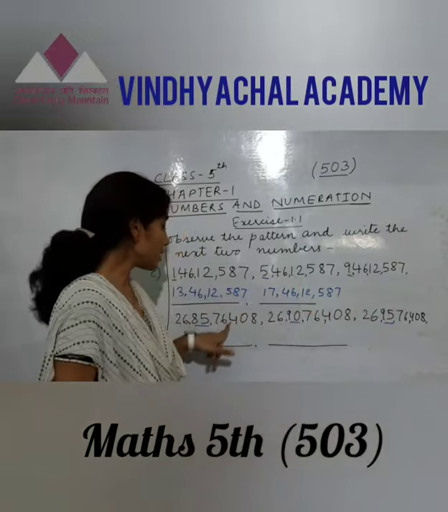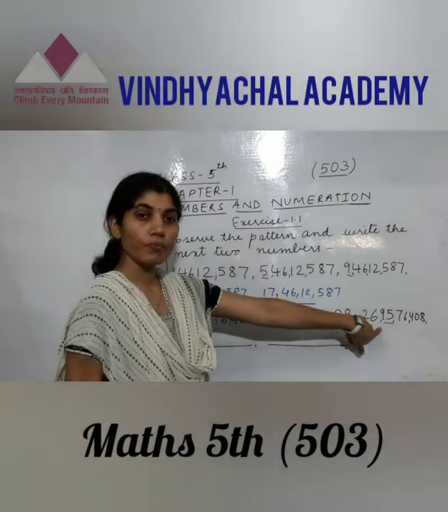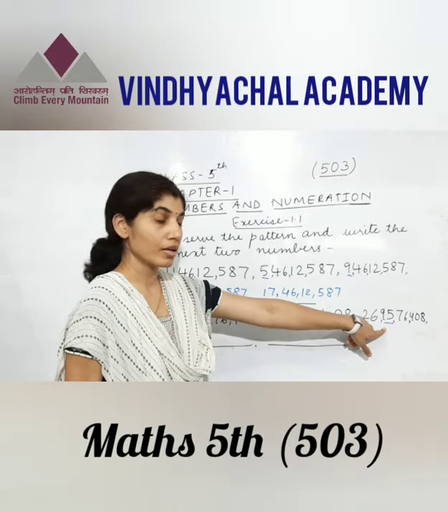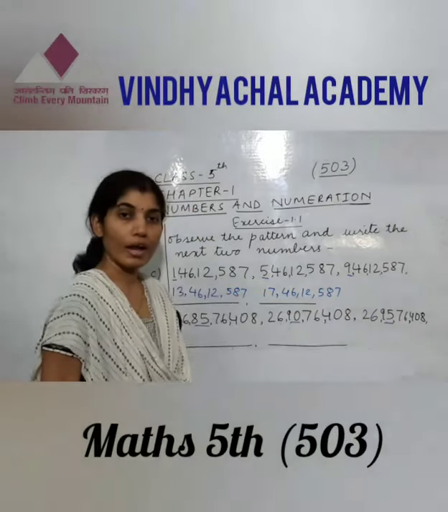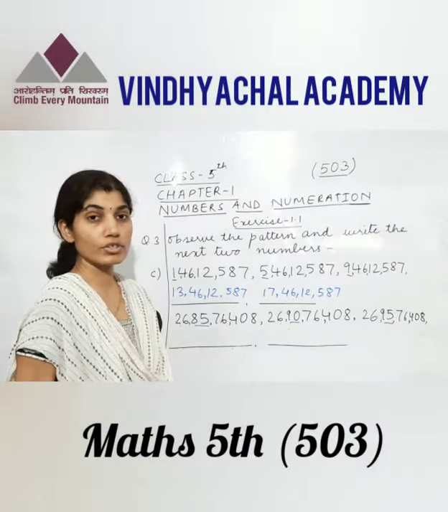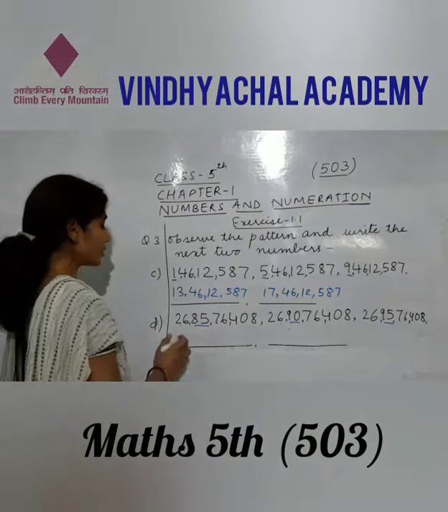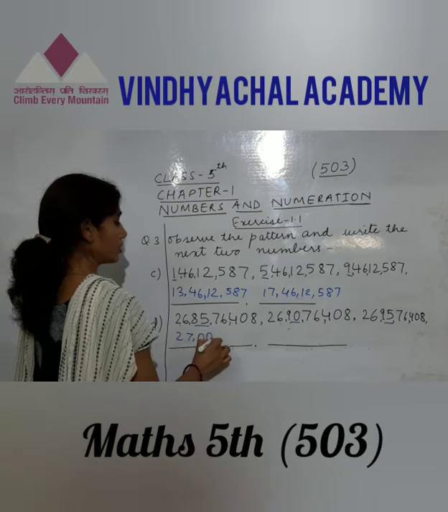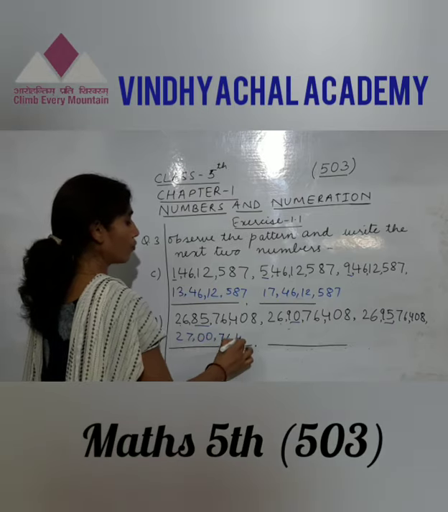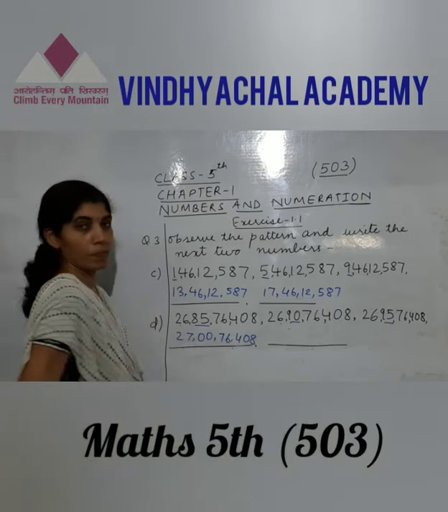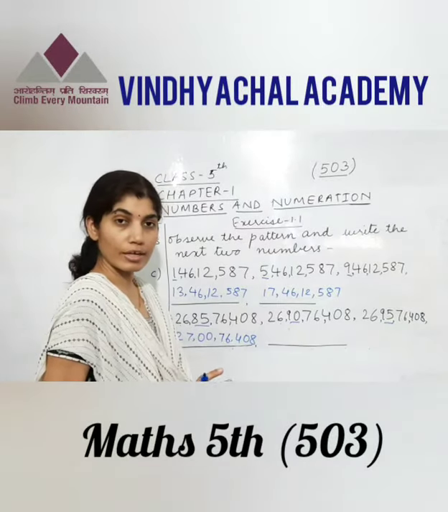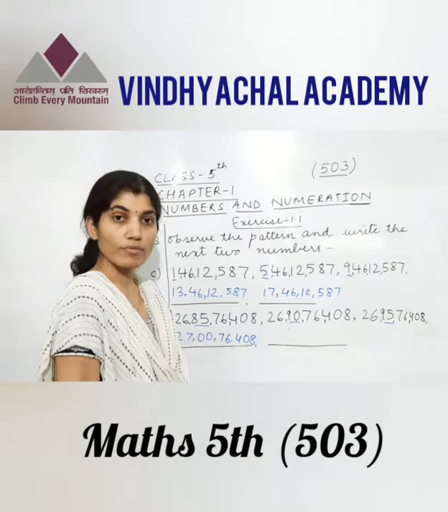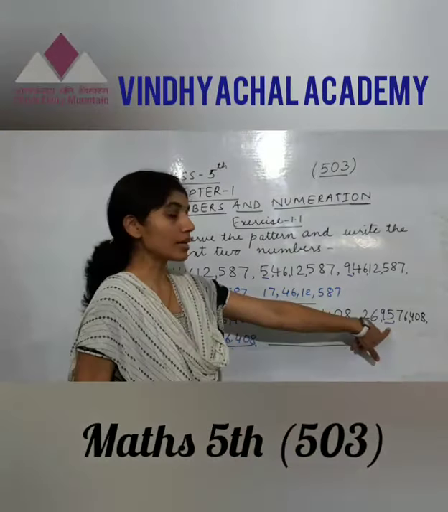Now to get the next number, what should we do? We should add 5 lakh here because difference is of 5 lakh. Now to this number, if you add 5 lakh, then what will you get? You will get 27 crore 76,408. Some students may get this number directly and some may have some confusion. So those who have confusion, what should they do? Here you can add 5 lakh.